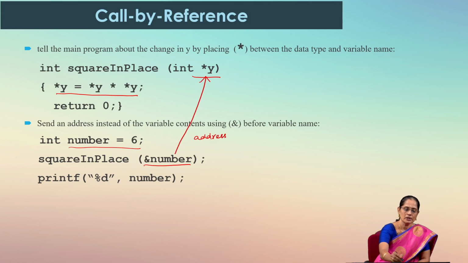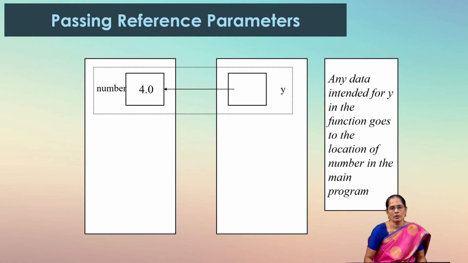right. So, whatever changes we make through the address will be reflected in the variable. Here the result need not be returned back, instead whatever changes we make in the function will be reflected in the actual argument's value. So, any data intended for y in the function goes to the location of number in the main program. Here we are not passing the value, instead we are passing the location.